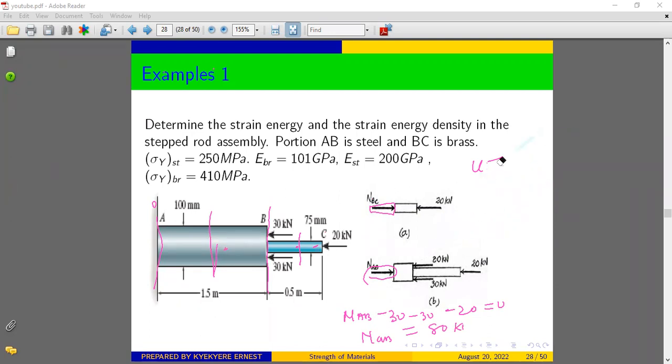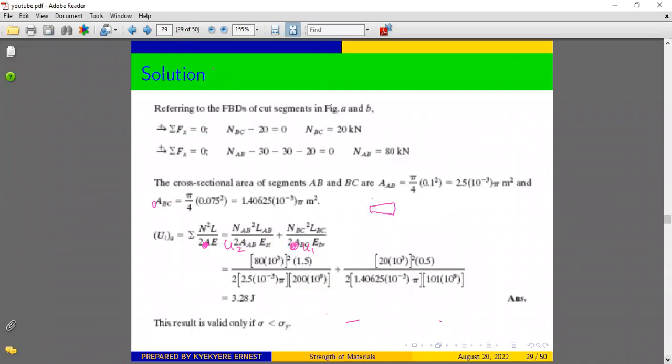And once you have been able to determine NAB, we put in the formula for determining the strain energy for axial loads, which we just derived. So we calculate the strain energy for this side and the strain energy for this side, and we put the two of them together. So we are going to get, let's say that this is U1, this is U2. So we are going to get the total to be U1 plus U2. And we are done solving the question. So that is what was done in our next page. So that was what was done here.